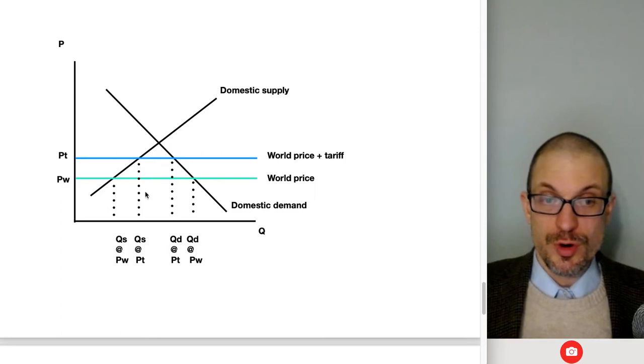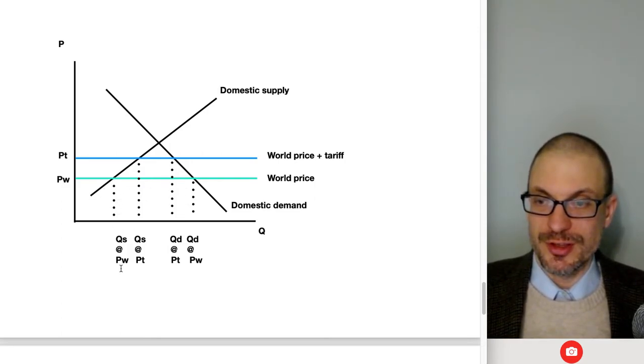Now, what's happened as a result? Well, at the original world price, the quantity supplied domestically is right here. Quantity demanded domestically is right here. So this big distance between QS at PW and QD at PW is all the imports.